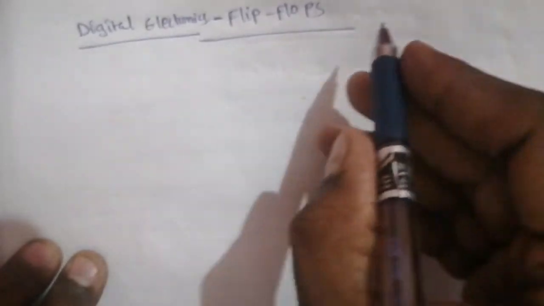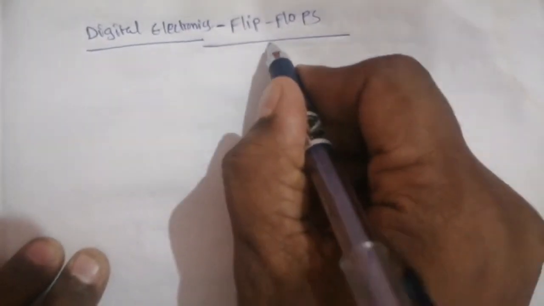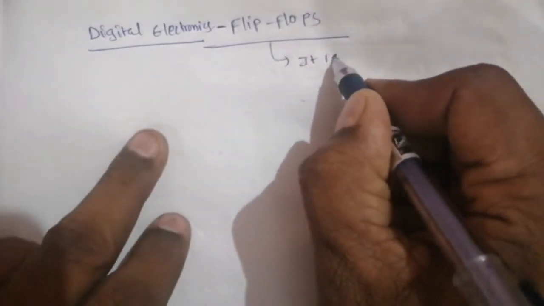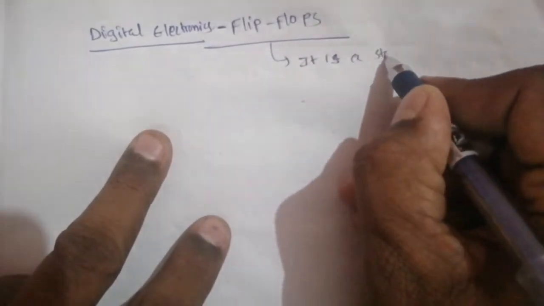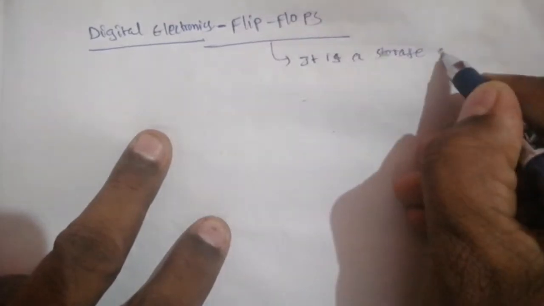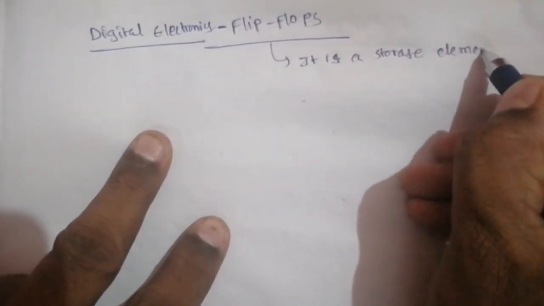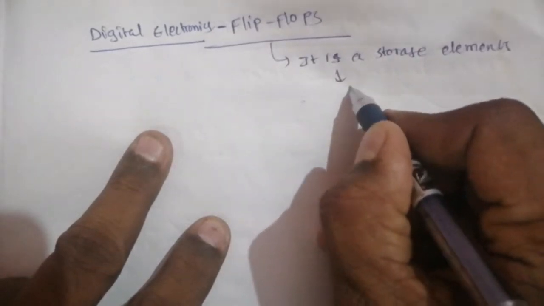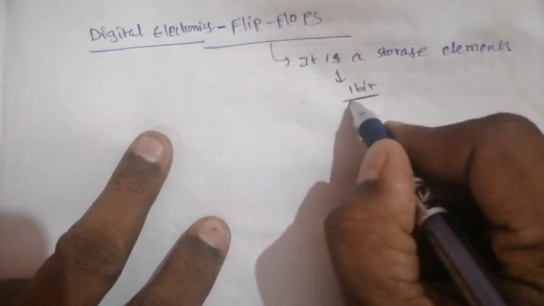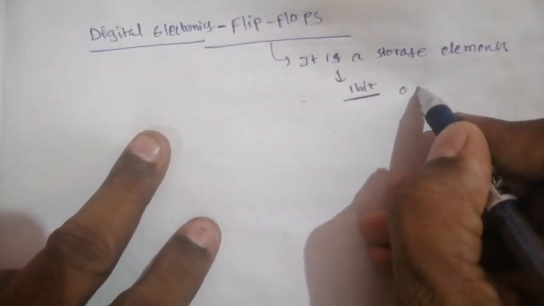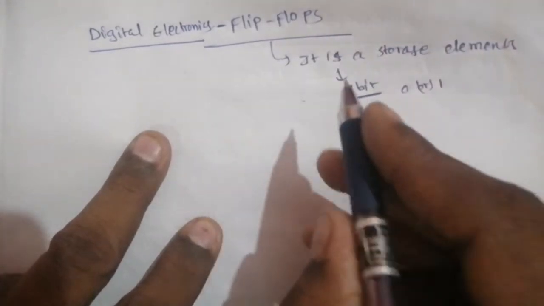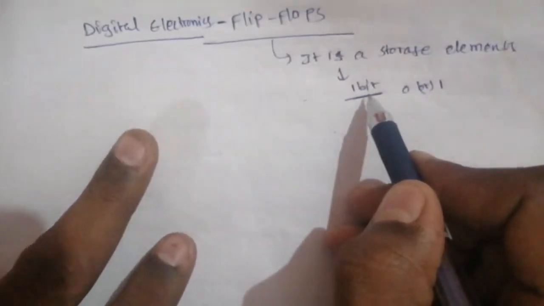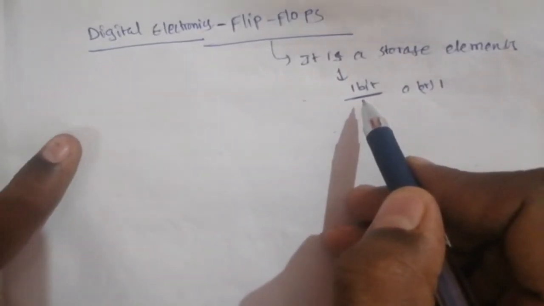Here, we already know what a flip flop is. A flip flop is nothing but a storage element. It stores one bit of information, that is, either 0 or 1.